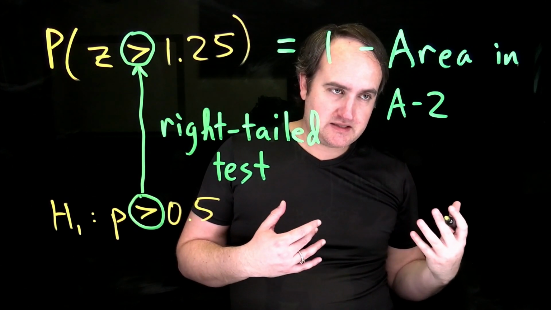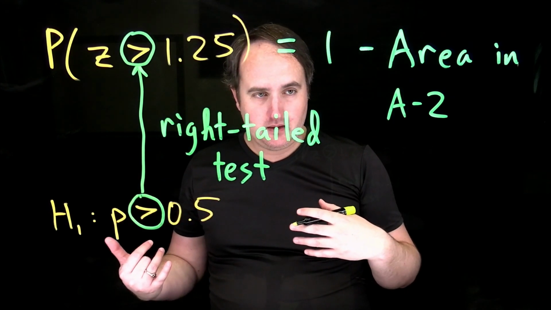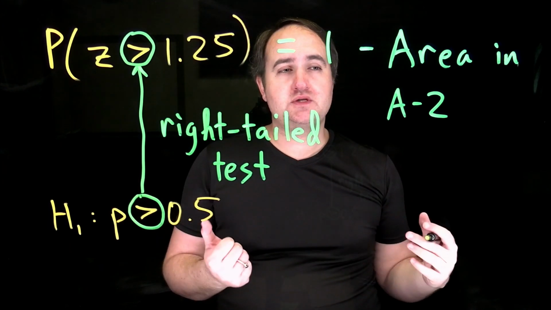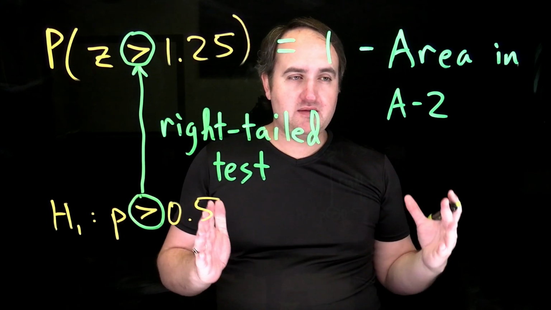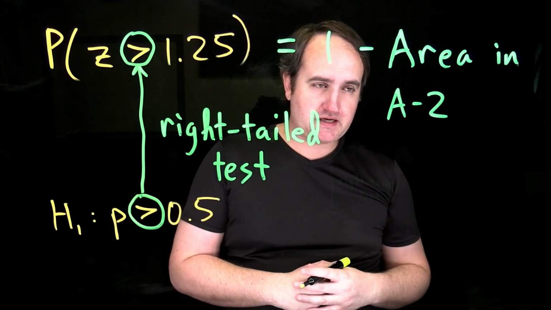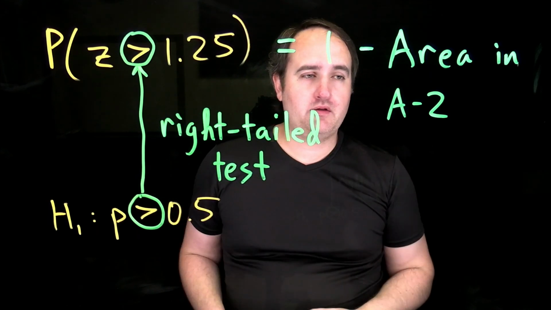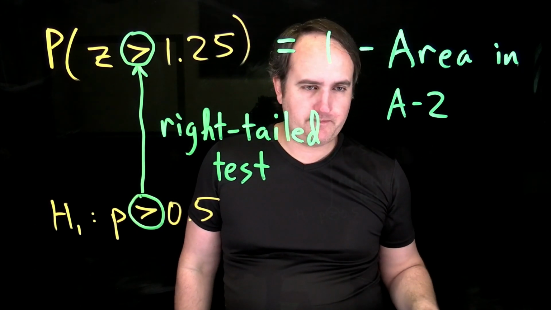A left-tailed test is the area to the left. And a two-tailed test, which we won't be seeing a lot of, but for a two-tailed test, rather than being the area in the middle, it's actually going to be twice the area at either extreme. So we'll see that in a second.